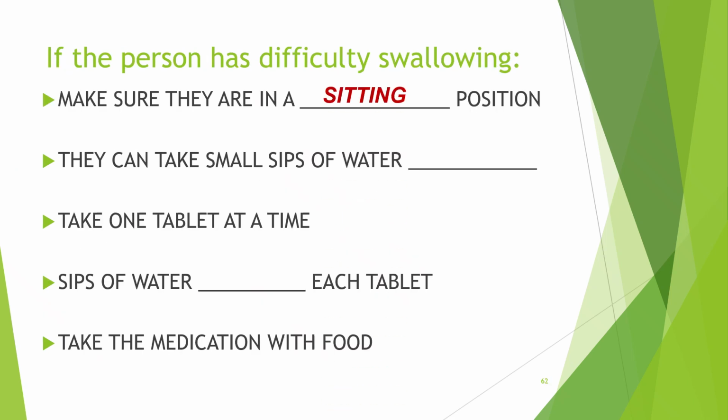If the person has difficulty swallowing, make sure they are in a sitting position. They can take small sips of water before medication. Take one tablet at a time. Take sips of water after each tablet. And take medication with food like applesauce, yogurt, jelly.